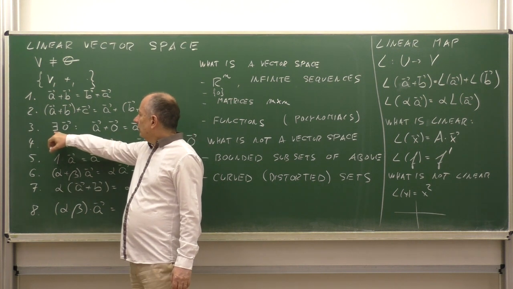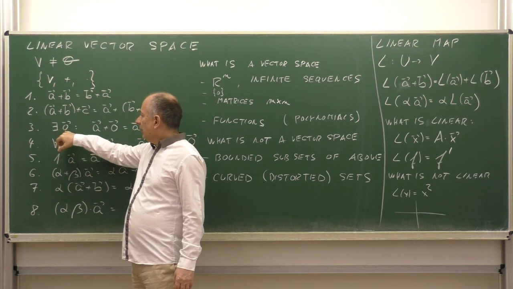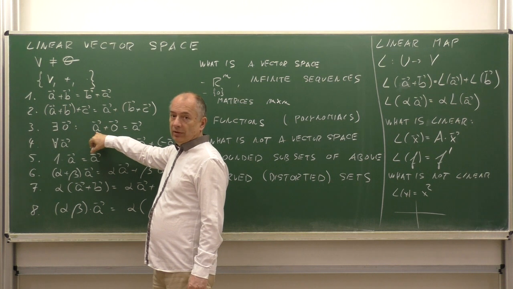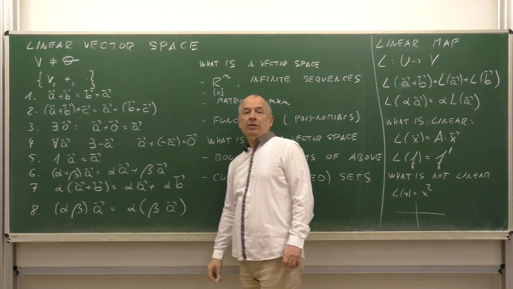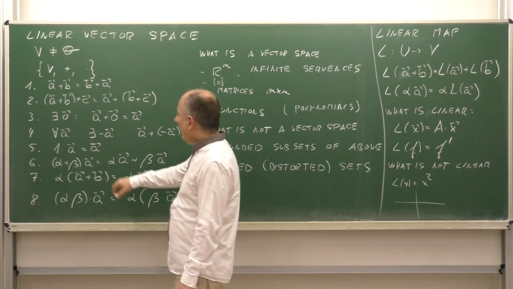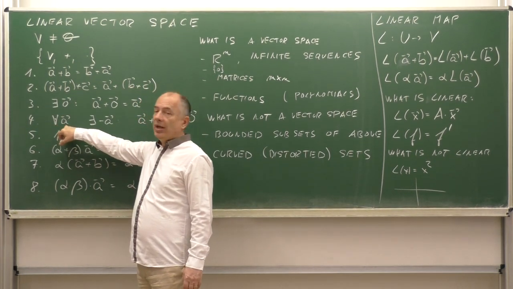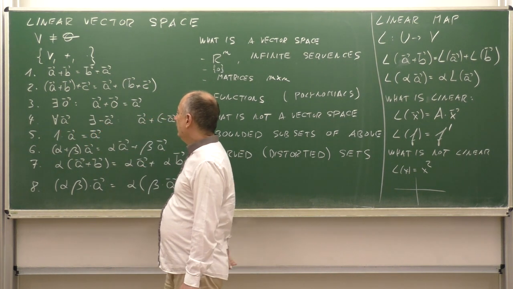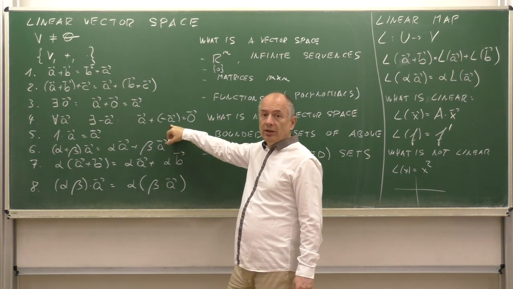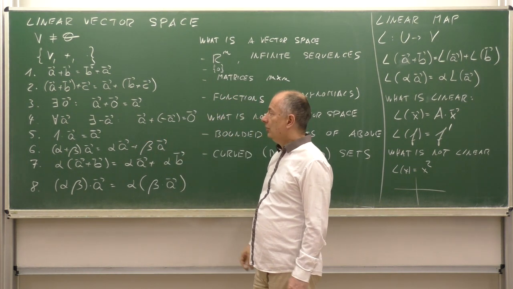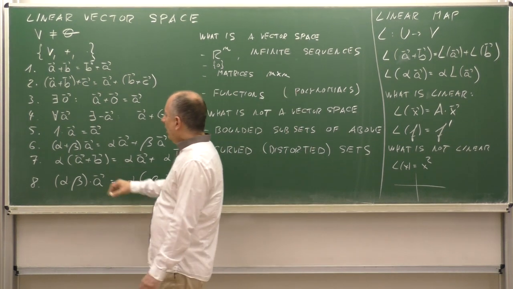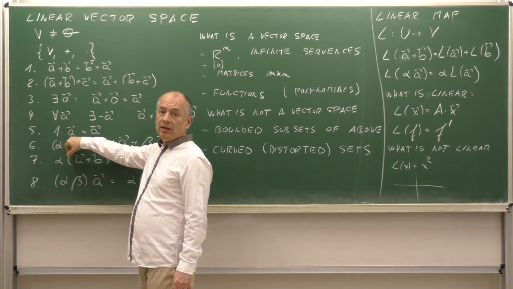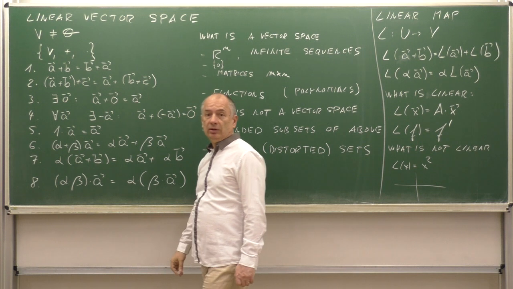Then we want that there exists an element 0 such that when added to any vector A, the result is the vector A itself. And we want for all vectors A in the set V to exist some element minus A such that when we add these two we get the 0. This is the additive inverse. And we want, if we take the number 1 times any vector A in the set V, we get the same vector A arrow.